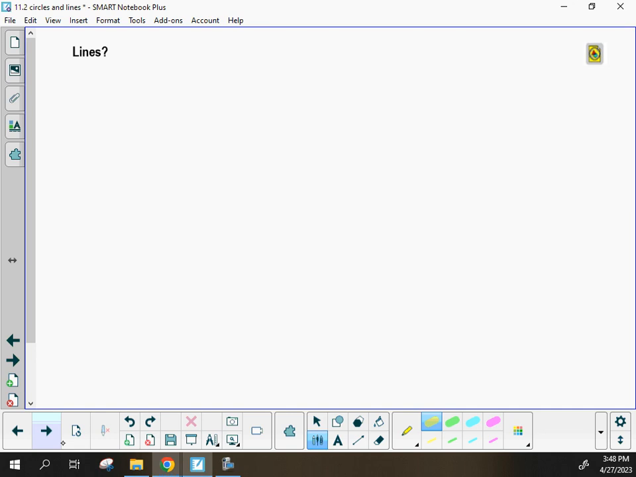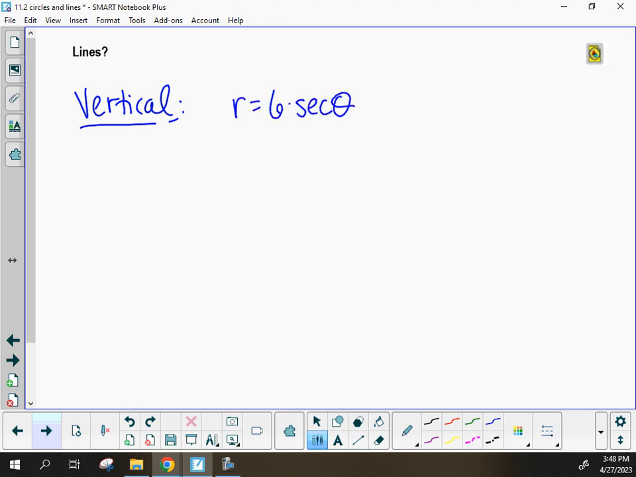let's start with vertical. We'll just use an example here. How about r equals 6 times secant of theta? And we're wondering, why does it look like that? So let's draw a line now according to those notes I wrote earlier. That should be a vertical line 6 units from the pole. I'm going to put my line over here, where this distance right here is 6.